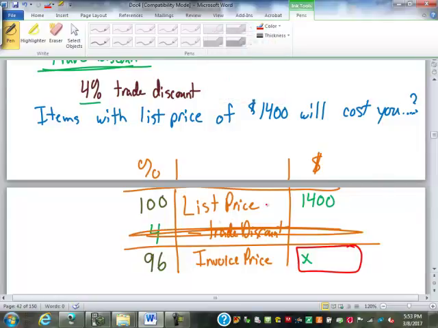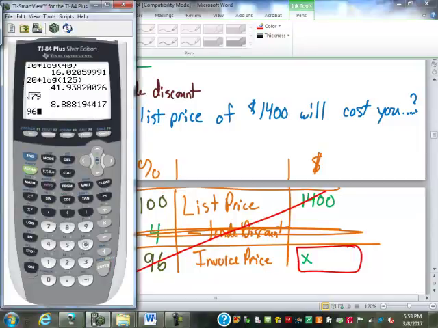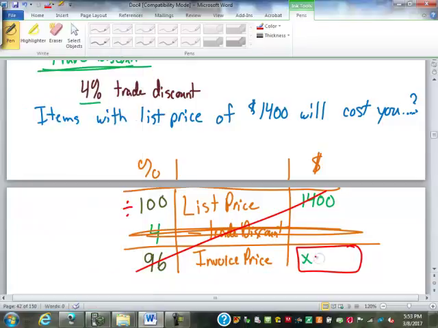So we can cross multiply and divide right in our table. 96 times 1,400 divided by 100 is 1,344. So it will cost you, after your trade discount, $1,344 to purchase that merchandise.